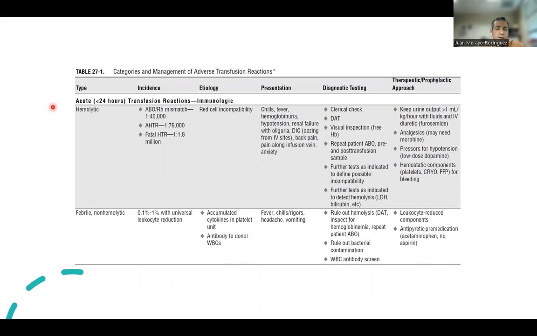This table is from the AABB technical manual that will have the type of reaction, and in this case, we're talking about acute, less than 24 hours, and another type of classification is immunologic or non-immunologic. In this case, these are going to be immunologic. We will see here the incidence, etiology, presentation, diagnostic testing that can be performed, and therapeutic or prophylactic approach that can be used to prevent or treat these reactions.